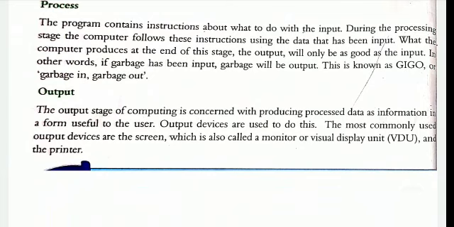Output devices. Commonly used output devices are the screen, monitor or visual display unit, VDU. Output devices are used to display the outputs. A printer is also an output device, which is used to produce output in hard copy form.